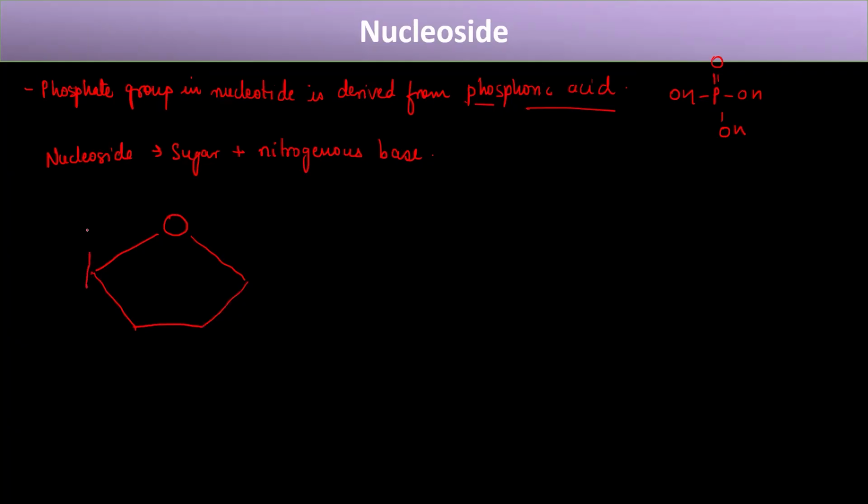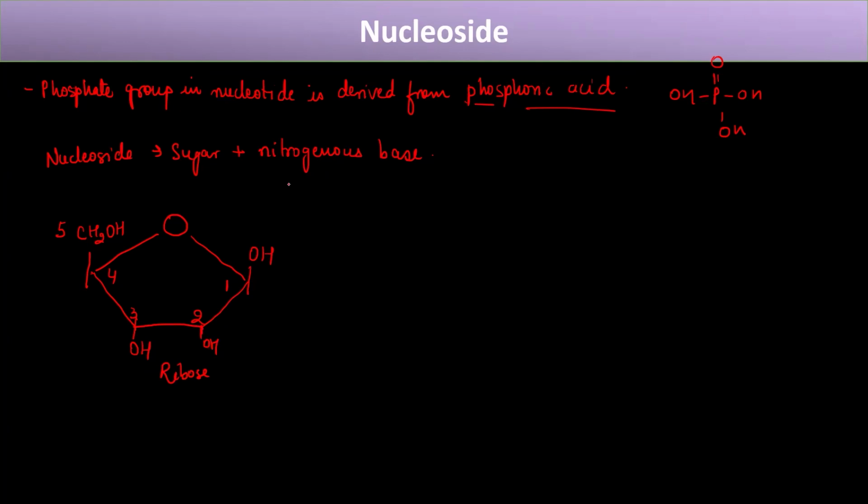Now, in this sugar ring structure, we have CH2OH here, and this is the 5th position. This is 4th, this is 3rd, 2nd, and 1st position, right? At the 3rd position, we have OH. And the 2nd position will vary based on whether we are drawing deoxyribose or ribose, right? Now, at the 1st position, we have OH, right? So this is a ribose. You can draw ribose by adding OH here. So this is a ribose sugar for now.